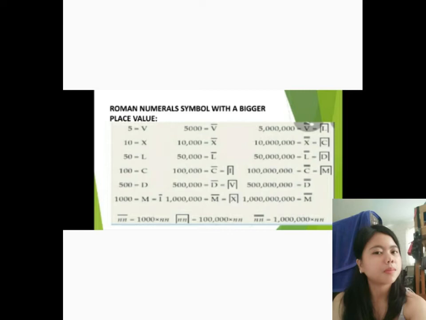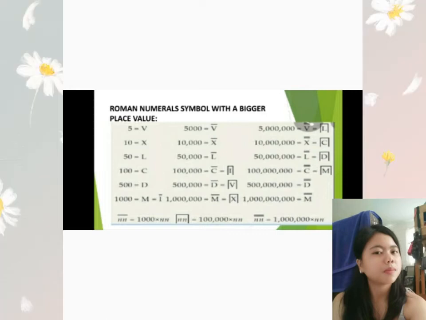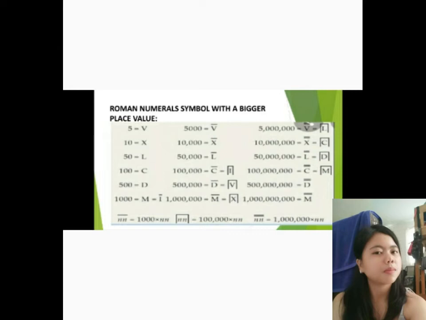If M has a double horizontal line drawn over the symbol, we will multiply it by 1 billion. If I has a vertical column bar, we will multiply it by 100,000. If V has a vertical column bar, we will multiply it by 500,000. If X has a vertical column bar, we will multiply it by 1 million.